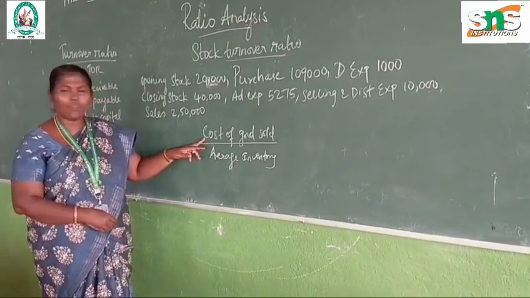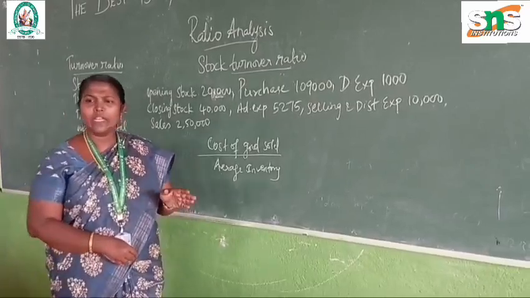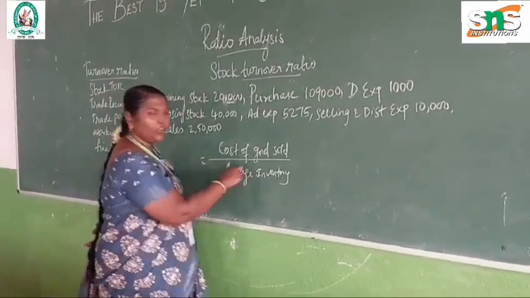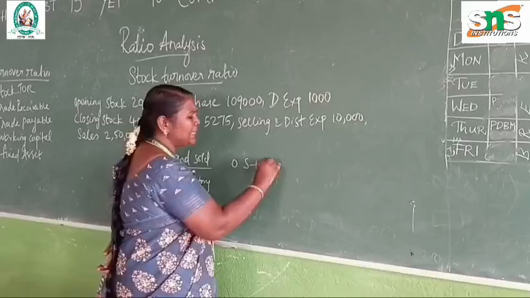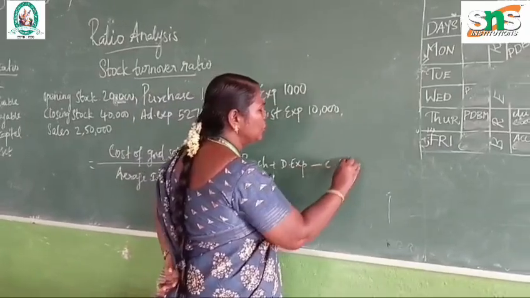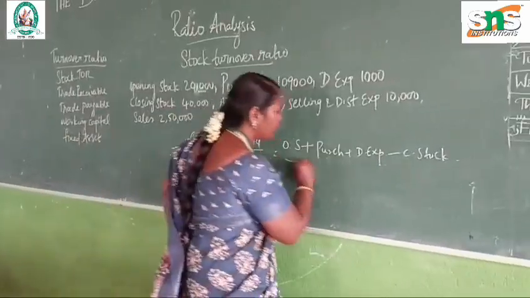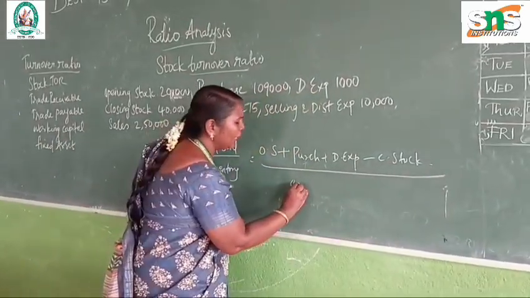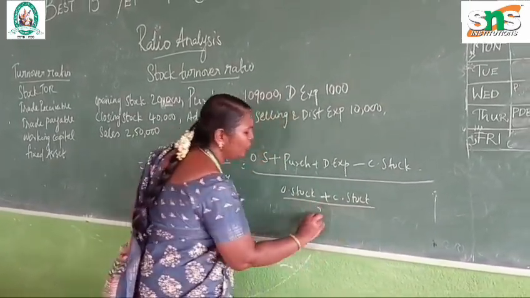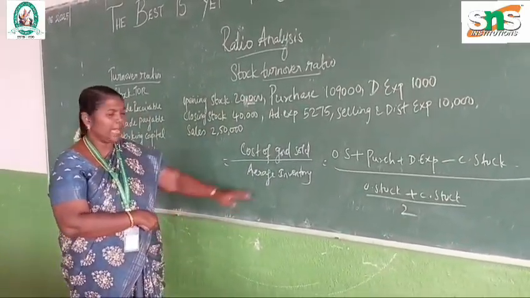What is the meaning of cost of goods sold? It is the opening stock, purchase and direct expenses, minus the closing stock. That is the cost of goods sold: opening stock plus purchase plus any direct expenses, minus closing stock. Then what is average inventory? Average inventory is opening stock plus closing stock divided by 2. We know average means dividing by 2.